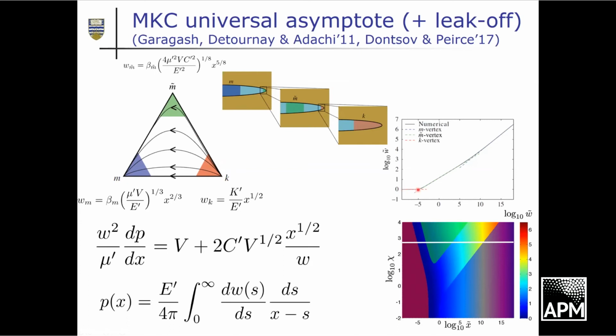And here's a plot of these different length scales. Everything is scaled to the toughness asymptote, leak-off, and viscous.